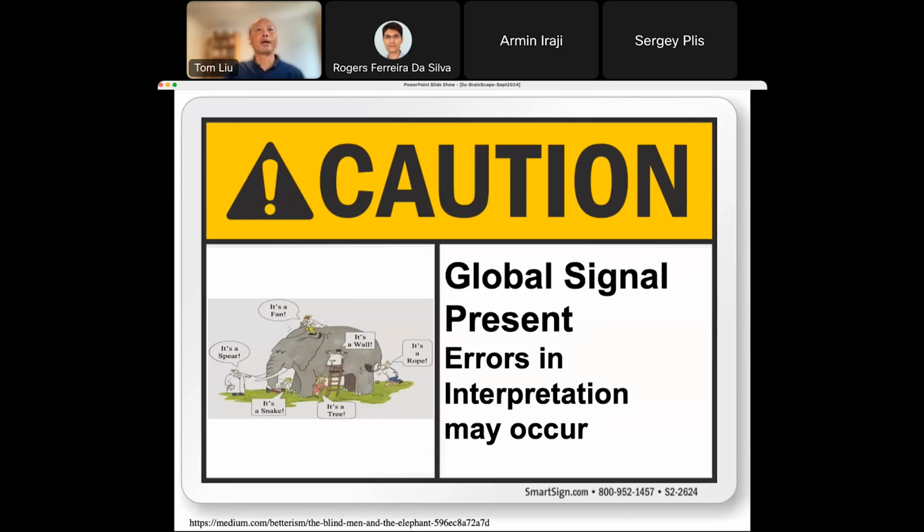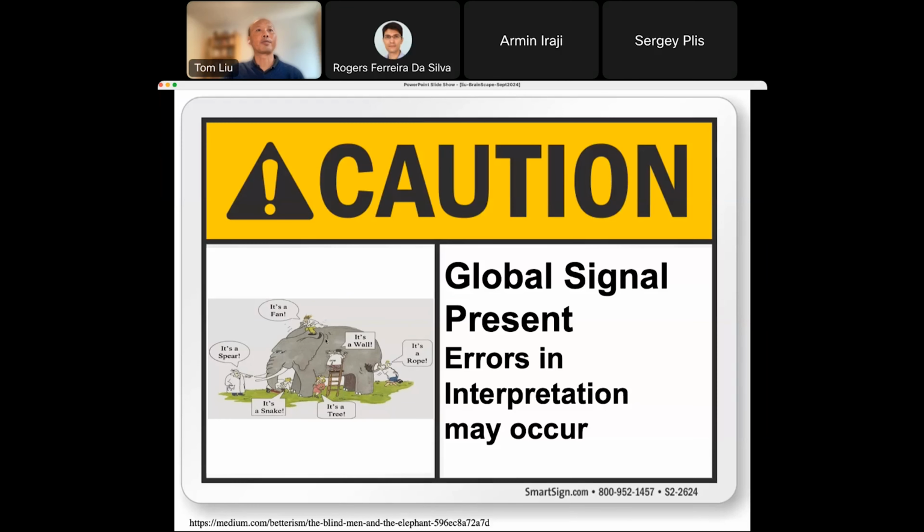And finally, I hope I've convinced you that the global signal is probably present in all of your data, whether you think you're getting rid of it or not. And depending on what you think about the global signal, it may affect how you interpret your data, especially in terms of how you're dealing with changes in arousal or vigilance across your population or conditions.